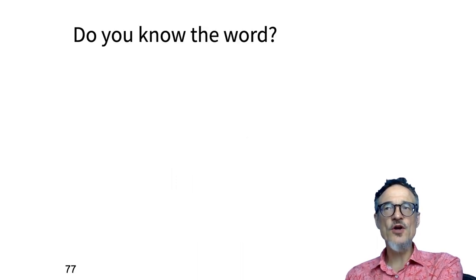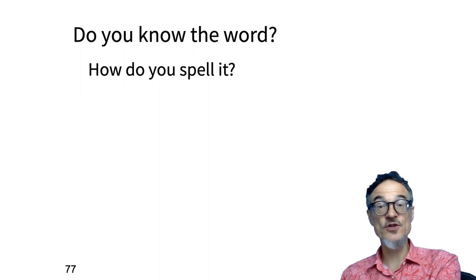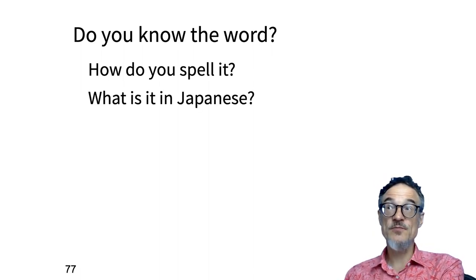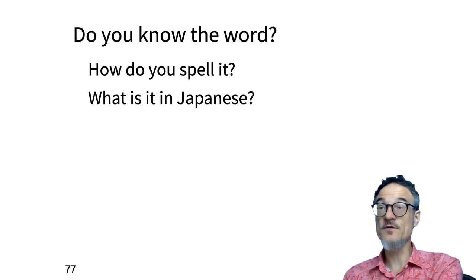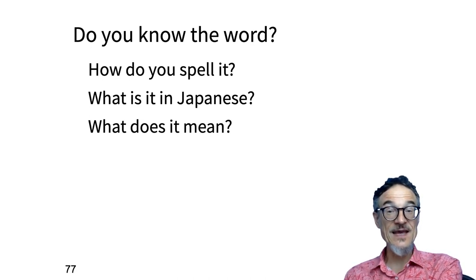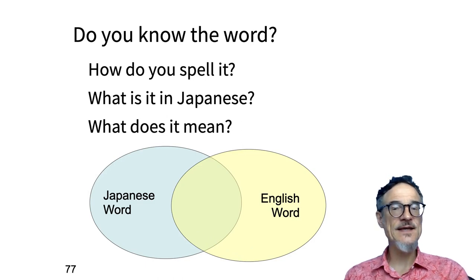So when we look at a word, when we say, do you know this word? One thing may be, do you know how to spell the word? Another question may be, what's the word in Japanese? Here's the English word. Do you know the Japanese word for it? Another question may be, what does it mean? And the meaning is not exactly the same as the Japanese word. Often you have a slightly different meaning.